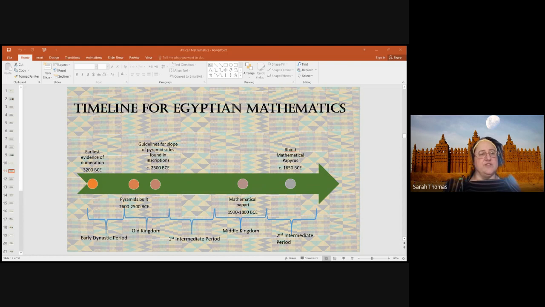The earliest evidence we have of numeration, that numeration is like writing down numbers with symbols, the earliest evidence in Egypt we have of that is 3200 BC. That's before the pyramids. That's almost 1,000 years before the pyramids. So they had some time to develop some math. We've seen some inscriptions that have guidelines for slopes of pyramid sides. This is basically your architectural manual, how you design one of these pyramids.